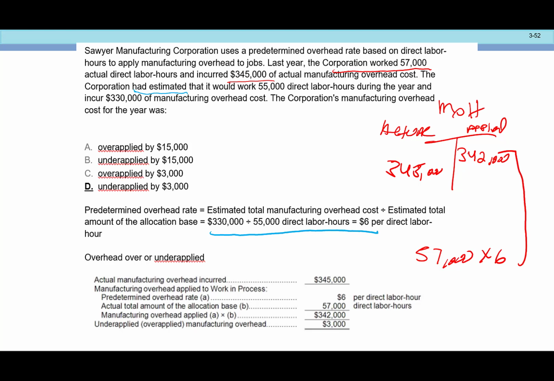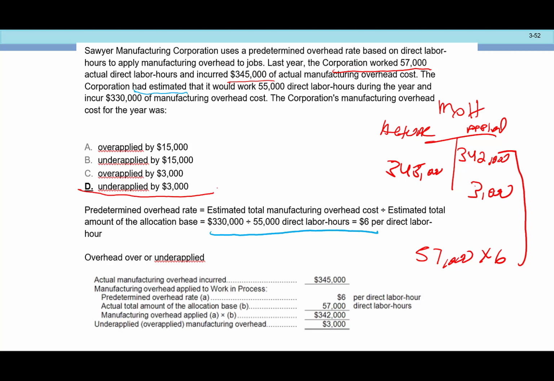345. Okay, so am I under or over applied? I'm under applied by 3,000, right? And that's going to go where? It's either going to go to cost of goods sold or be allocated, right?